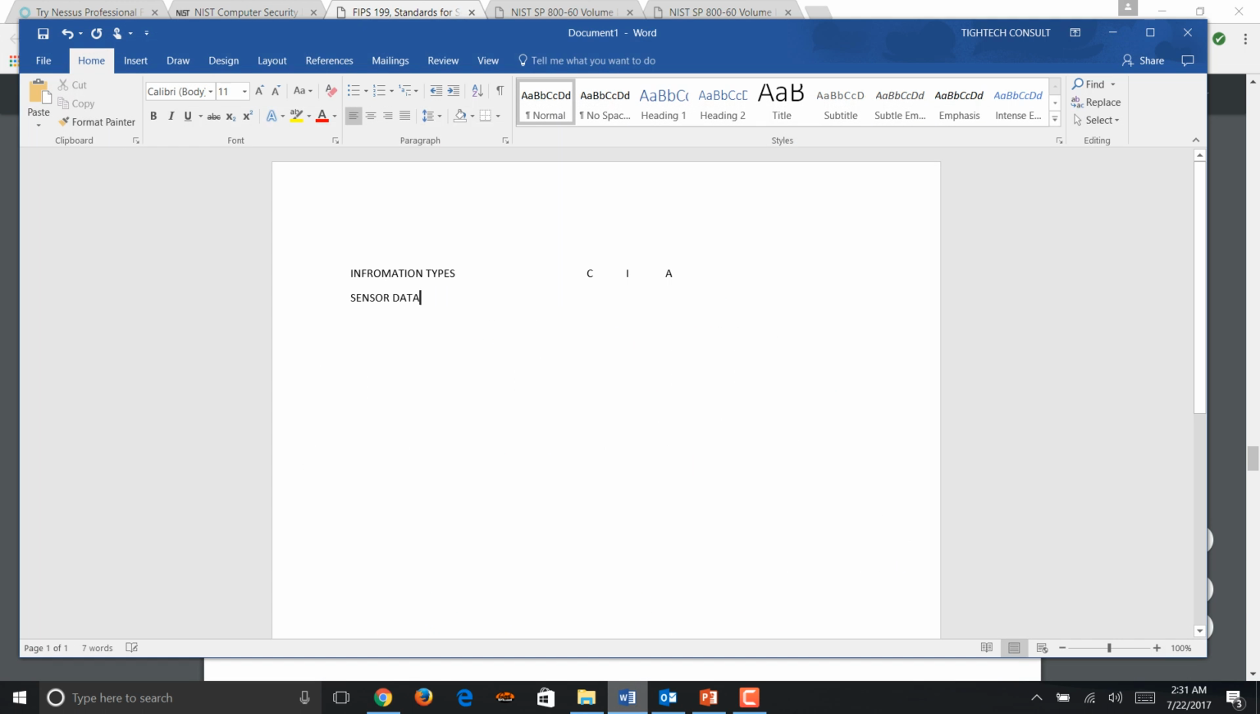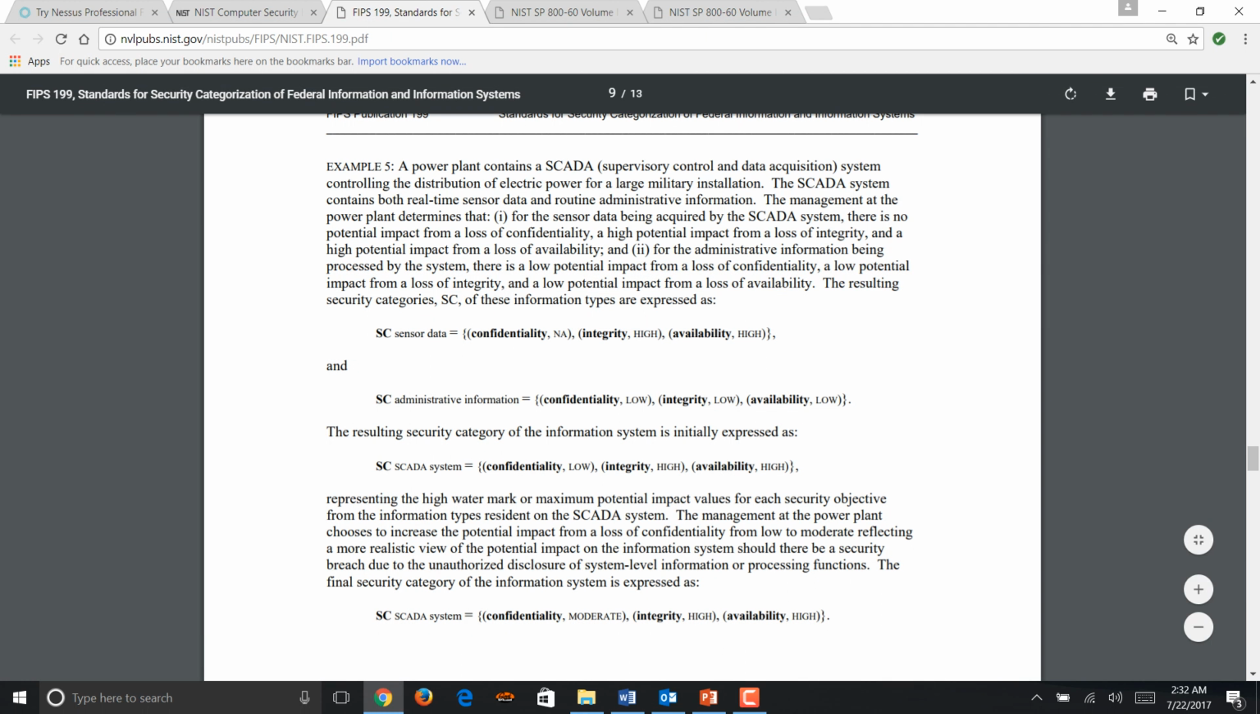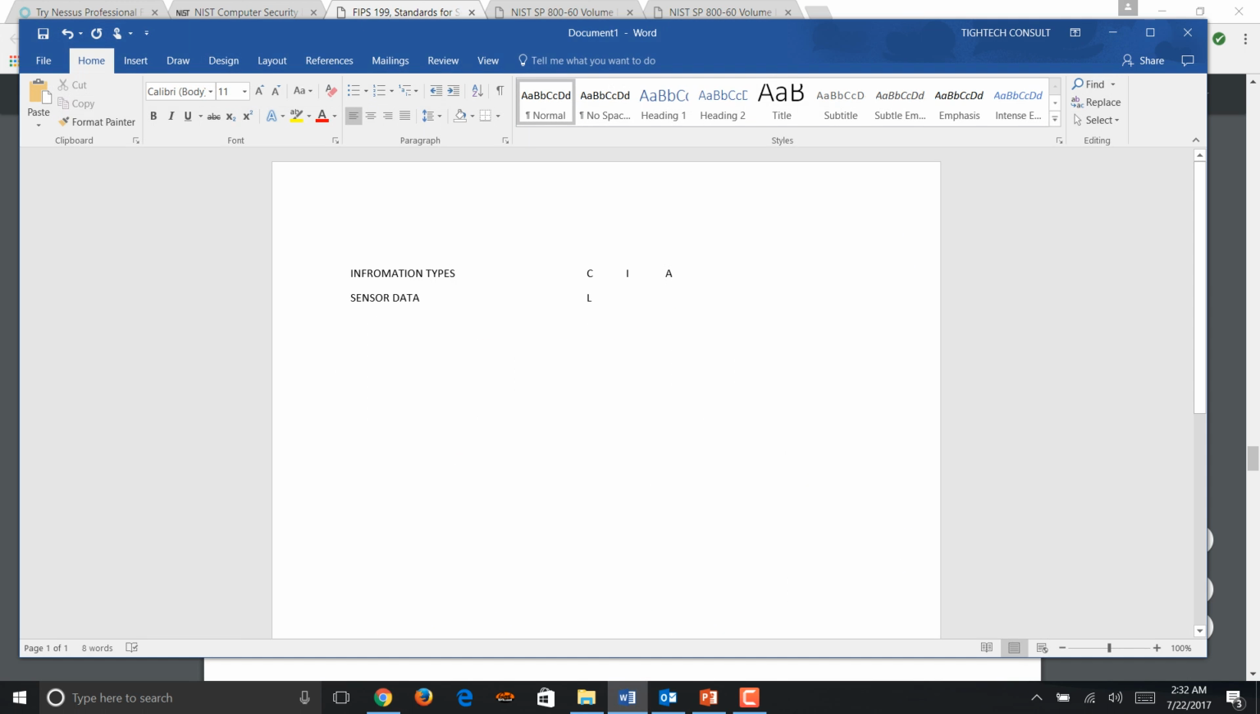Now, you cannot have NA for any of the information types. So the least you can have is low. So we're going to have it here. Under the confidentiality, we're going to have it as low. And for loss of integrity, management has said that it is high potential impact for integrity and high potential impact for availability. So for integrity, it is high. For availability, it is high.